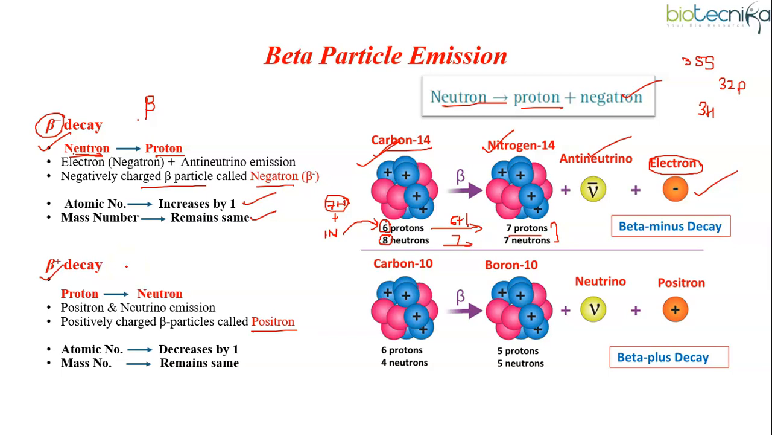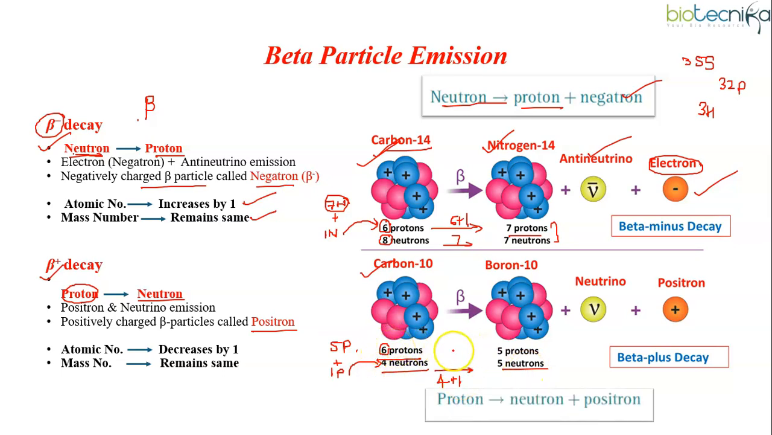Then in beta plus decay, the opposite happens. Just the opposite of beta minus decay happens. Here a proton is converted to a neutron. For example, carbon 10 has 6 protons and 4 neutrons. So here 5 protons remain as they are and one of the protons is converted to a neutron. So the total number of neutrons now becomes 5. Because one of the protons is converted to a neutron, the final number of protons left is 5. So the atomic number decreases by 1.